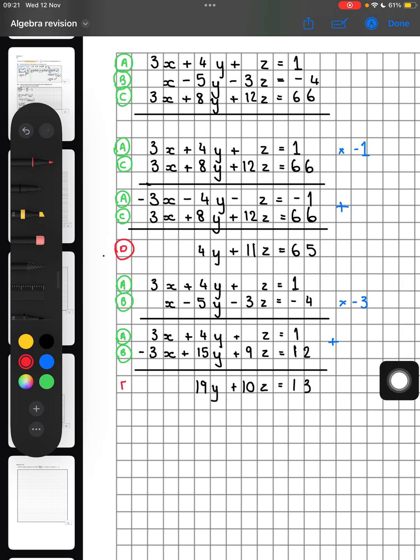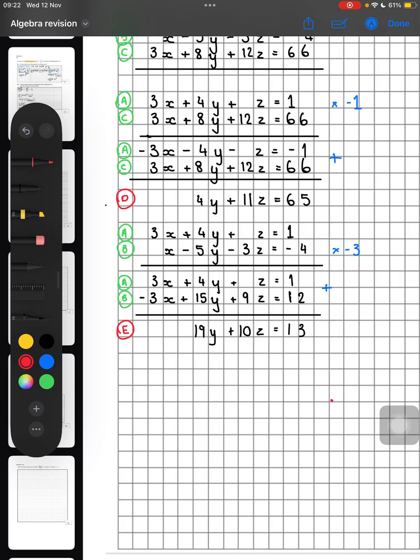I have now formed a second equation and it is in just y and z. Now look at what we have. We have two equations with two unknowns. That's junior cert simultaneous equations. So let's bring them together. D and E, bring them together and solve them as if those were the ones you were given at the very start. So we have 4y plus 11z is equal to 65, and I have 19y plus 10z is equal to 13.